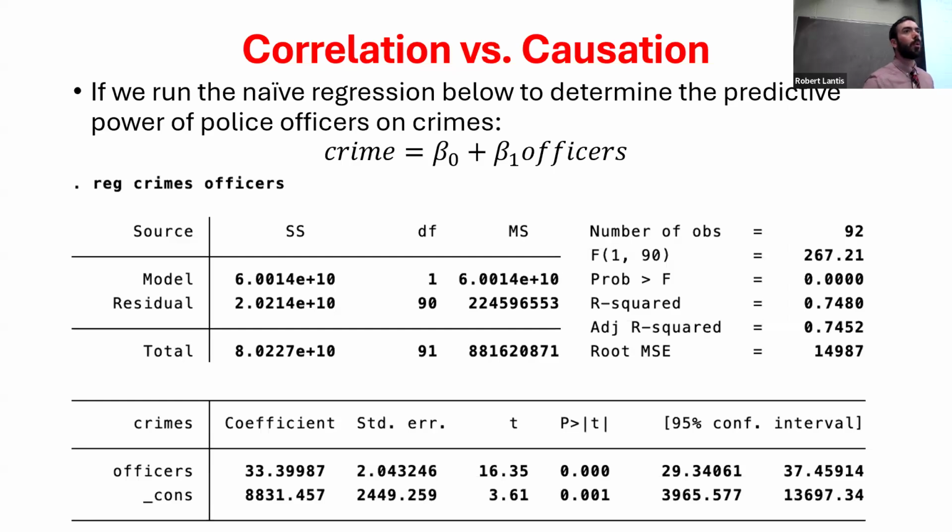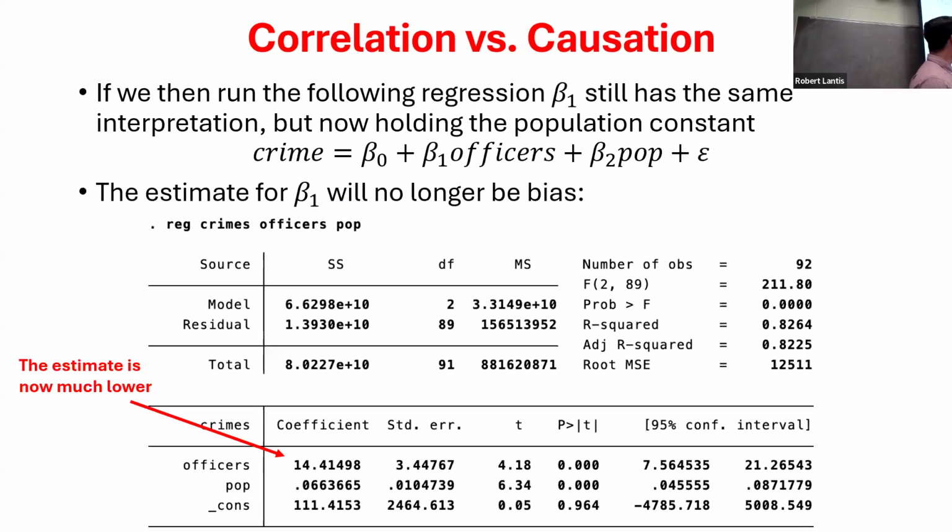So what if we controlled for one more thing, which is, what's the population of the county? We know that if I have 500,000 people in my county, I might need more police officers, right? So once I control for that, notice what's happened to my estimate, it's dramatically lower.